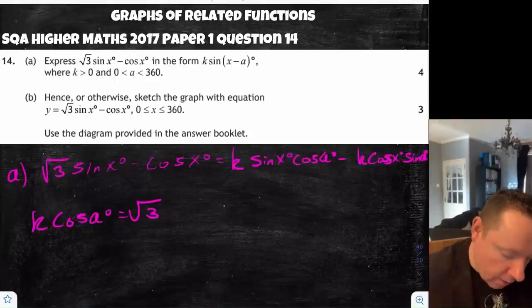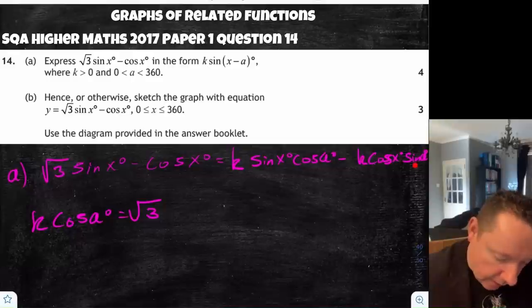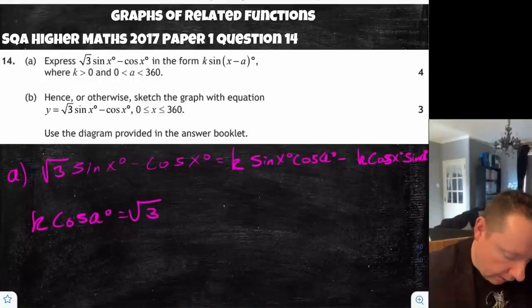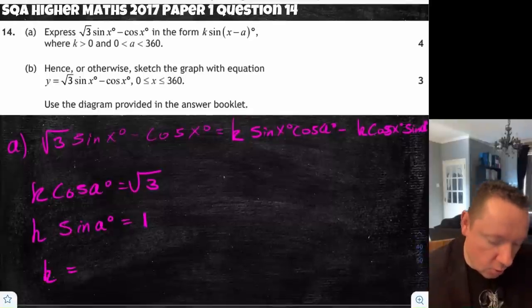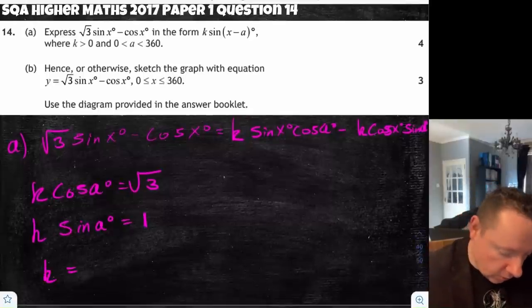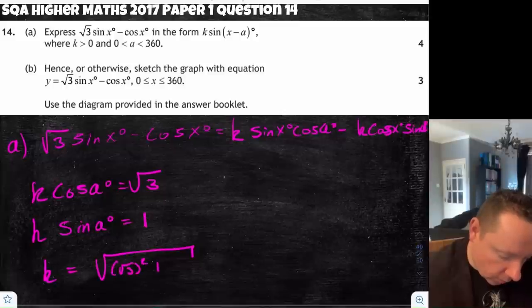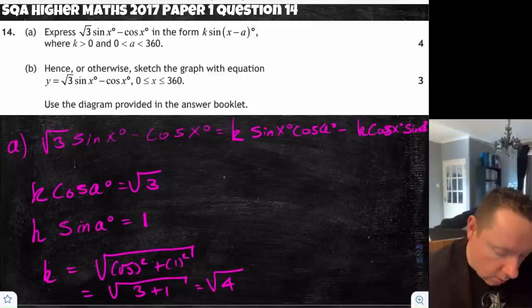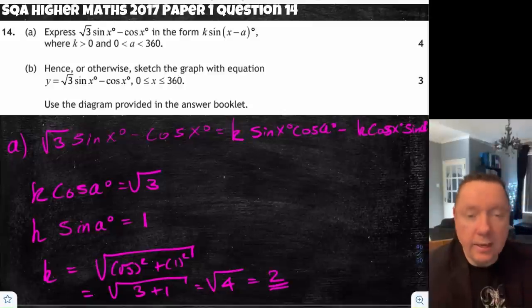And similarly, looking at the cos x part, we've got minus k sine a equals minus 1. So we can just write k sine a equals 1. So that means that our k, because sine squared x plus cos squared x equals 1, gives us the square root of root 3 squared plus 1 squared. So that is the square root of 3 plus 1, which is the square root of 4, which is 2. So our k equals 2.